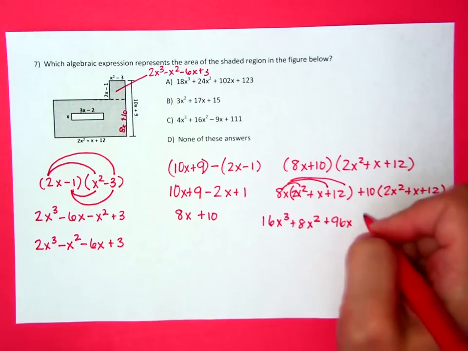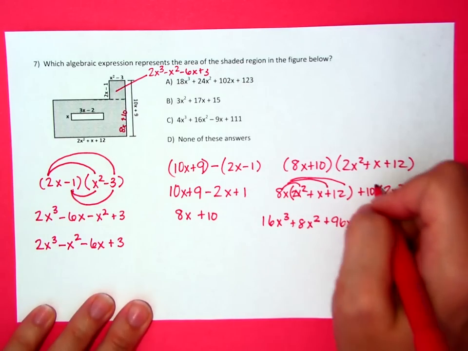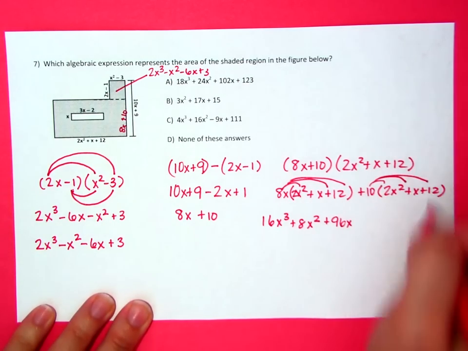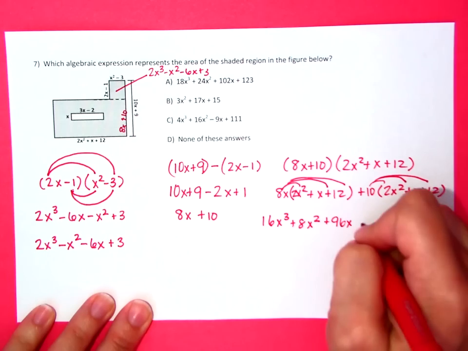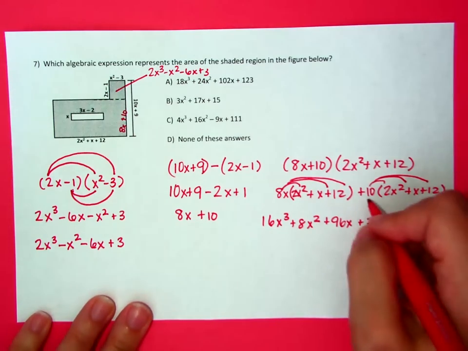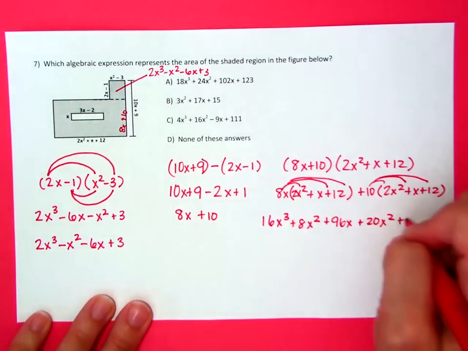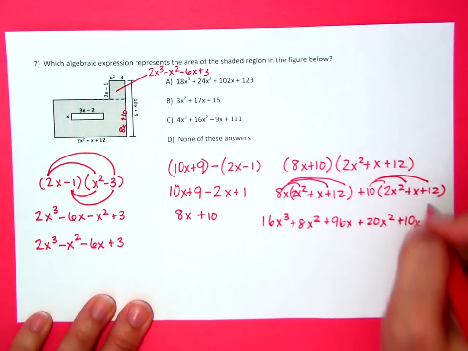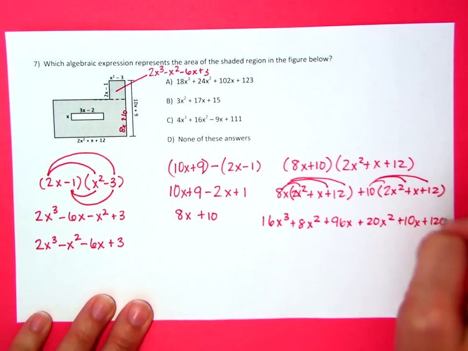Now the next thing I'm going to do, same process, but we're going to do it with the 10, and we're going to distribute the 10 to each of these pieces. 10 times 2 is 20 with the x squared. The next one, 10 times x is 10x. And then here I have 10 times 12, which is 120.